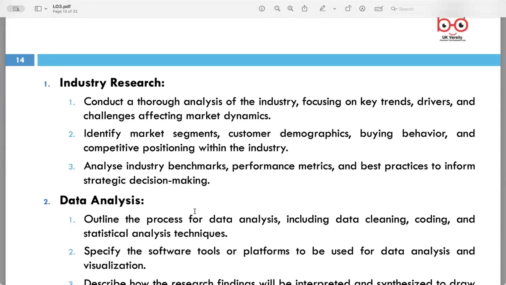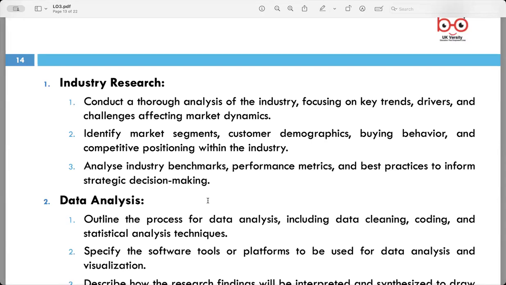Industry research and data analysis. In the industry research section, a thorough analysis of the industry is conducted, focusing on key trends, drivers, and challenges affecting market dynamics. Market segments, customers, demographics, buying behavior, and competitive positioning within the industry are identified. Furthermore, industry benchmarks, performance metrics, and best practices are analyzed to inform strategic decision making.